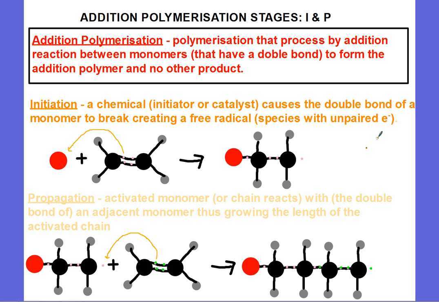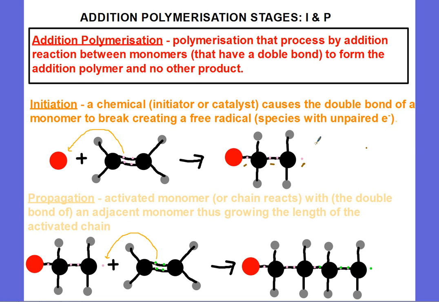And this is where some chemical, it could be an initiator or a catalyst, reacts with the double bond of one of the monomers, therefore breaking that double bond. And by breaking the double bond, one of the electrons from the double bond ends up in a bond with either the initiator or the catalyst. 2 electrons remain in the bond, which means there's 1 electron free at the end of the molecule which is unpaired. Therefore this growing chain is called an activated chain.